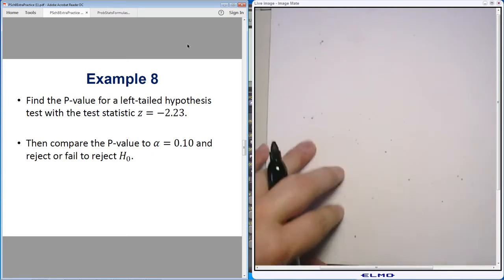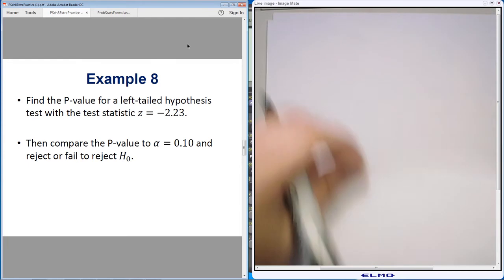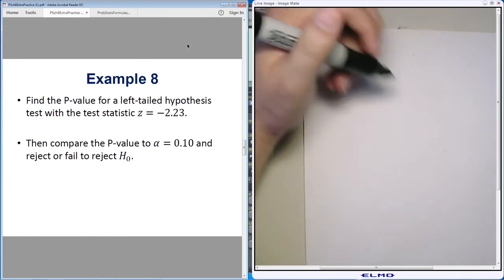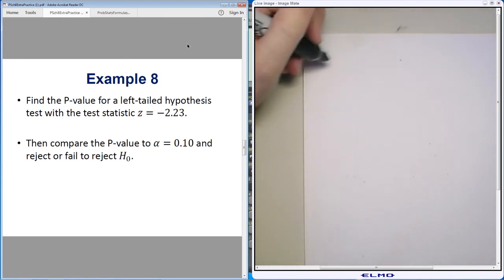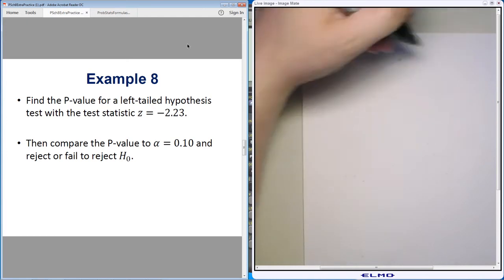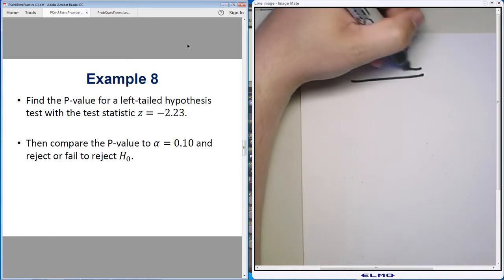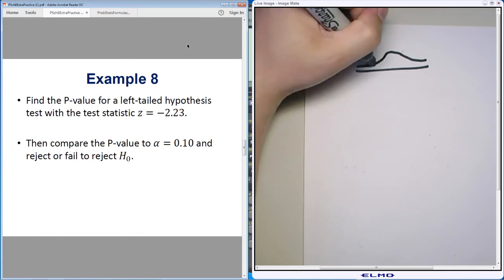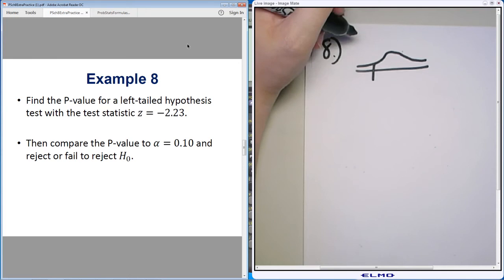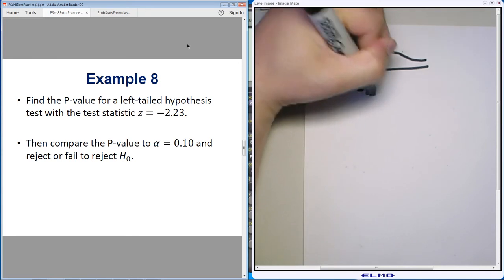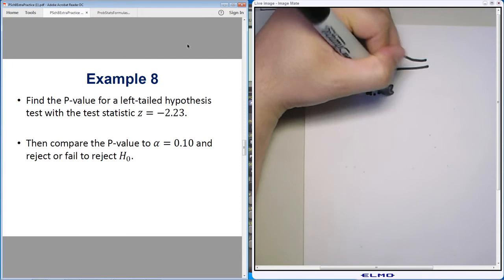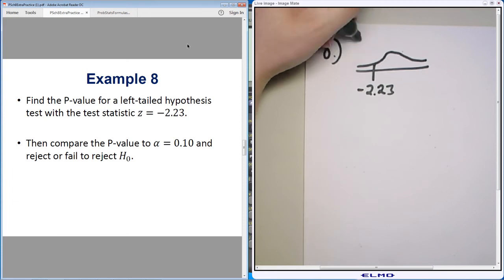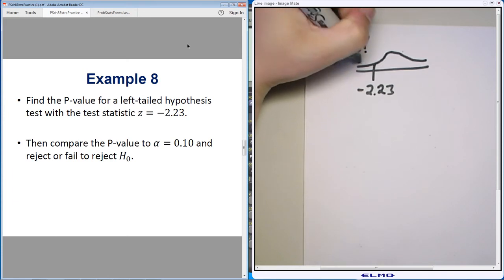All right, number 8 says find the p-value for a left-tailed hypothesis test with the test statistic z equals negative 2.23. All right, it's a z, so it's in a standard normal distribution, left-tailed. So we're looking at the left side. Test statistic is negative 2.23, and we need to find the p-value. What that means is that we need to find the area to the left of our test statistic.